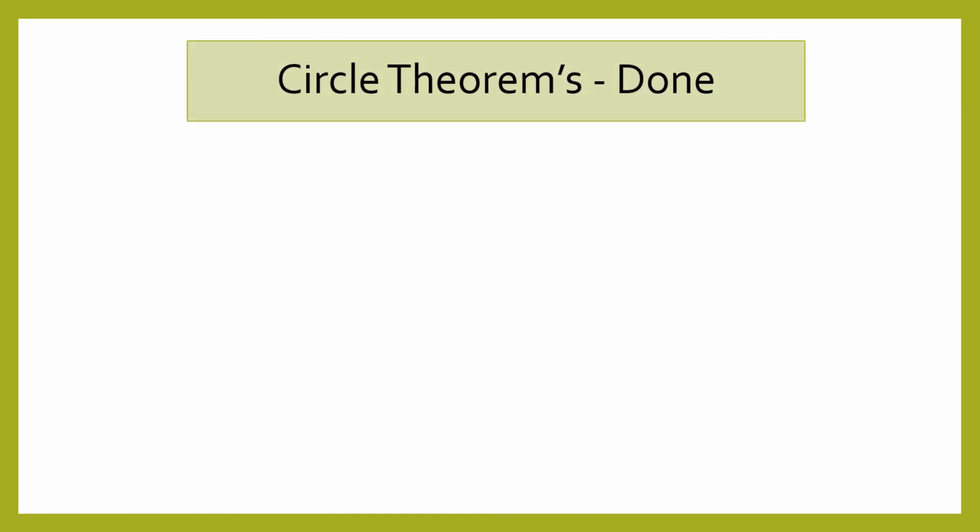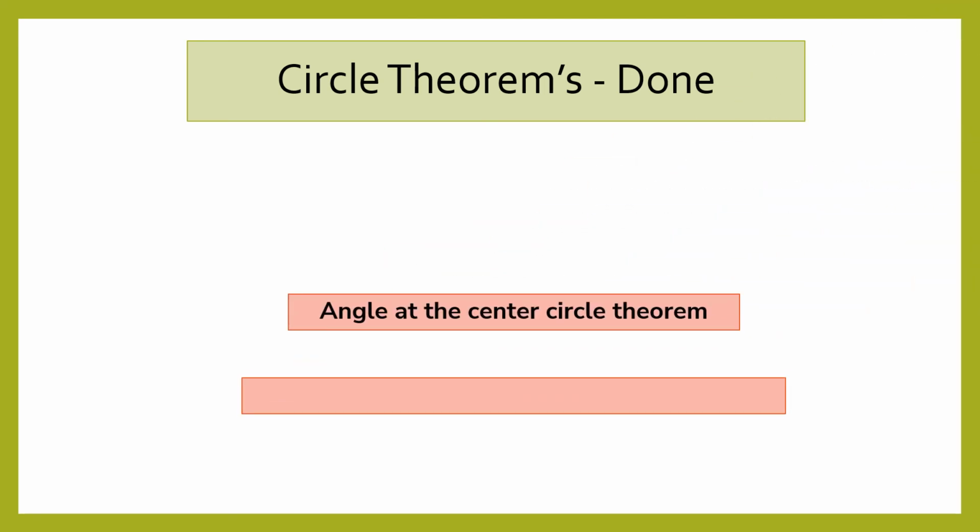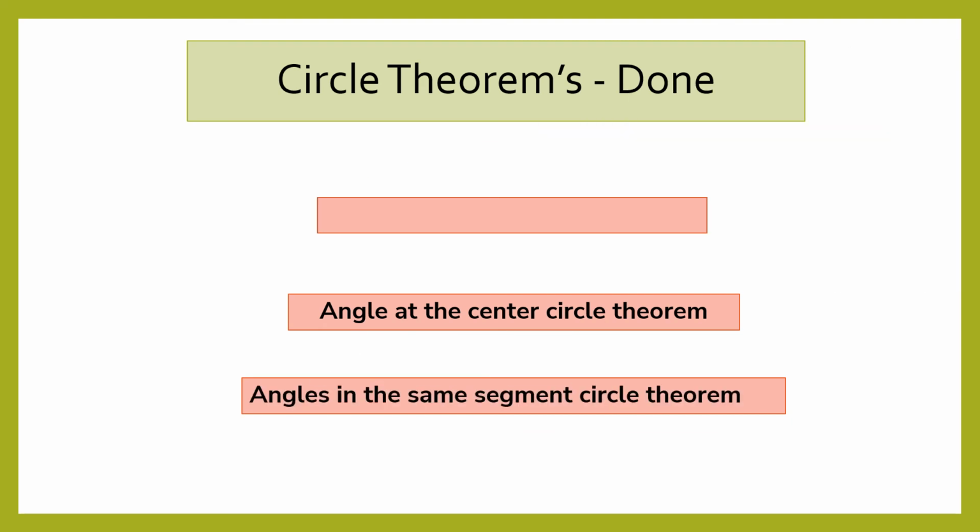So in this circle theorem part 1, the circle theorems which were done today, 3 of them, are: number 1, angle at the center circle theorem, angle in the same segment circle theorem, and angle in a semicircle theorem. Hope you all managed to understand these 3 theorems out of 7 theorems.